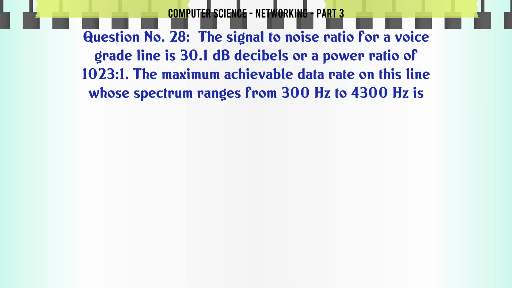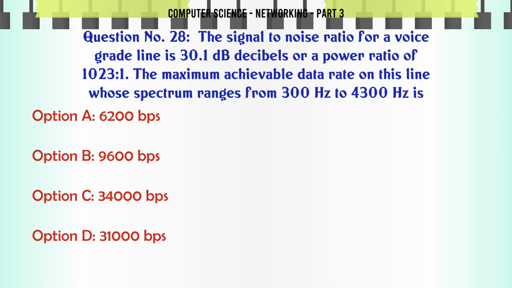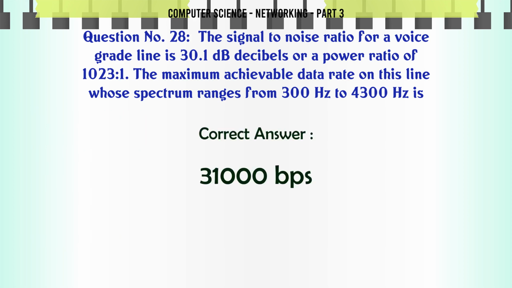The signal-to-noise ratio for a voice grade line is 30.1 decibels, or a power ratio of 1023:1. The maximum achievable data rate on this line, whose spectrum ranges from 300 Hz to 4300 Hz, is A, 6200 bps. B, 9600 bps. C, 34000 bps. D, 31000 bps. The correct answer is 31000 bps.